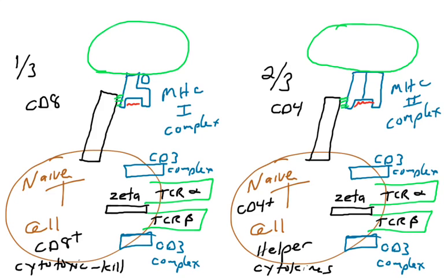So a CD4 T cell is not going to look at the MHC1 complex, that would be 4 times 1, and CD8 is not going to look at MHC2, that would be 8 times 2, that would be 16. So you can always keep track of which MHC, 1 or 2, goes with which T cell, CD8 or CD4.